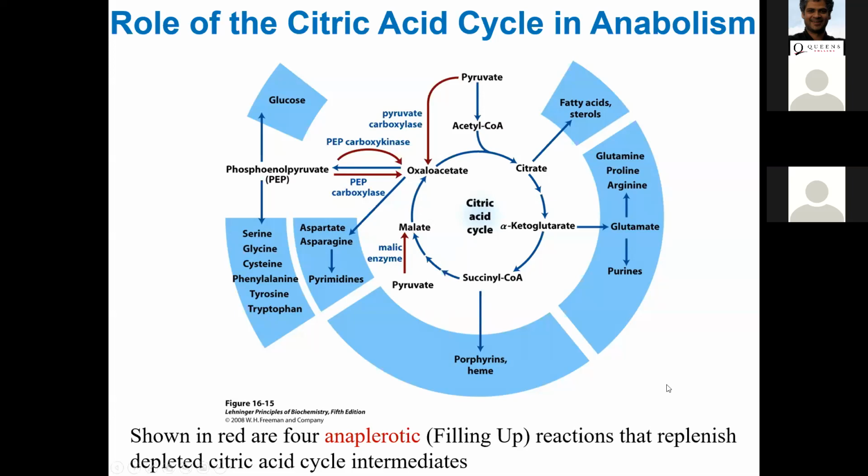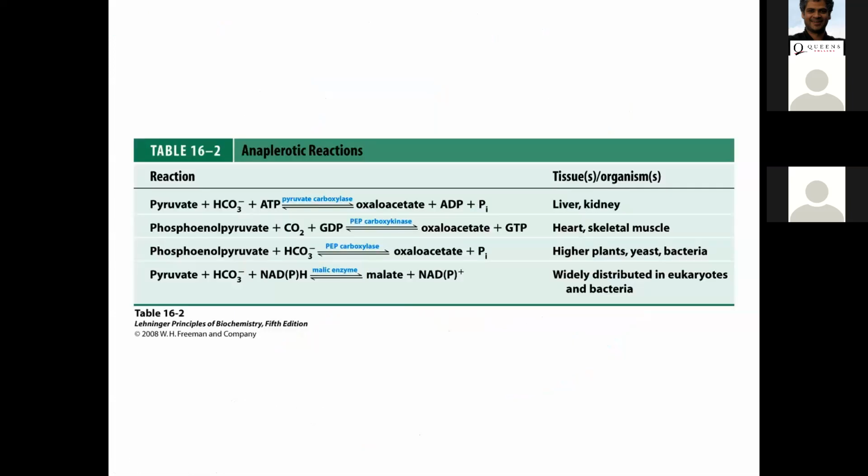So those are the 4 reactions that are classified as anaplerotic reactions, and I show them here again. The pyruvate carboxylase reaction, where pyruvate, bicarbonate and ATP will be converted to oxaloacetate, happens primarily in the liver and kidney. And you know why, right? That's where gluconeogenesis happens. PEP carboxykinase uses phosphoenol pyruvate, carbon dioxide, and GDP to generate oxaloacetate. That happens in heart and skeletal muscles.